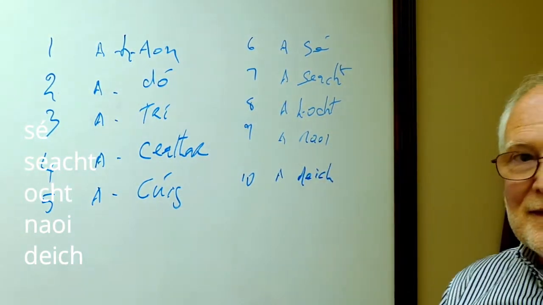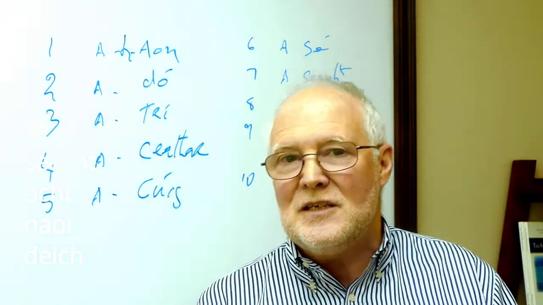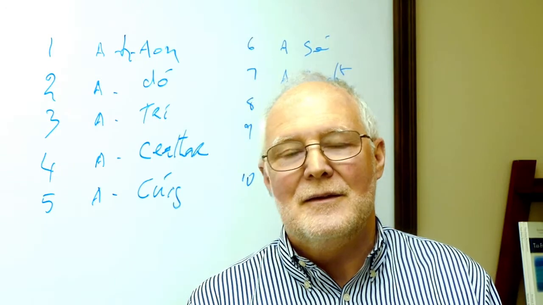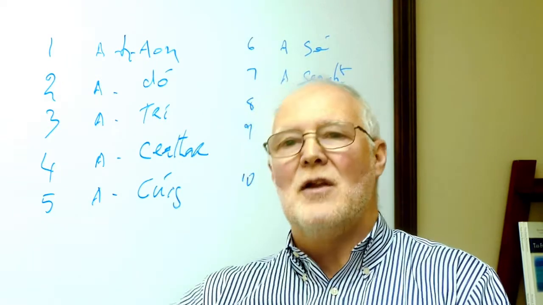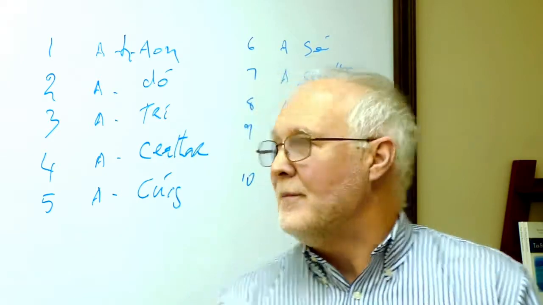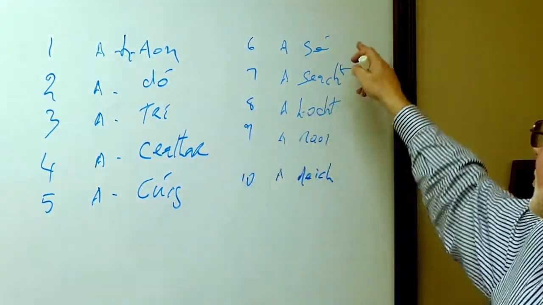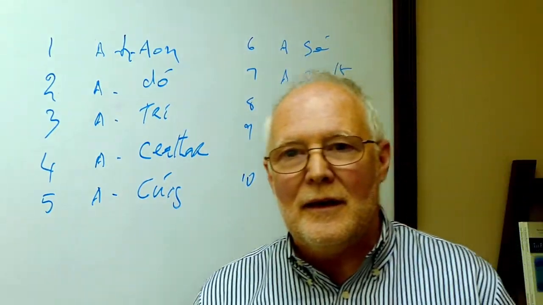And that's not easy either because you've got a CH at the end, but it's silent. The H makes the C go silent. I know it makes no sense, but if there's nothing following, there's no reason to use it. So it's like a Y that's not used. Deich. So a haon, a dó, a trí, a ceathair, a cúig, a sé, a seacht, a hocht, a naoi, a deich.